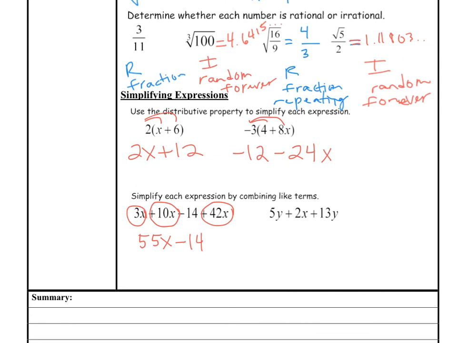Last one. I see 2 terms that have a y, and so I'm going to circle those and make sure I take the sign in front. 5y plus 13y would give me 18y. And then 2x is by itself, so I'll just bring it down.